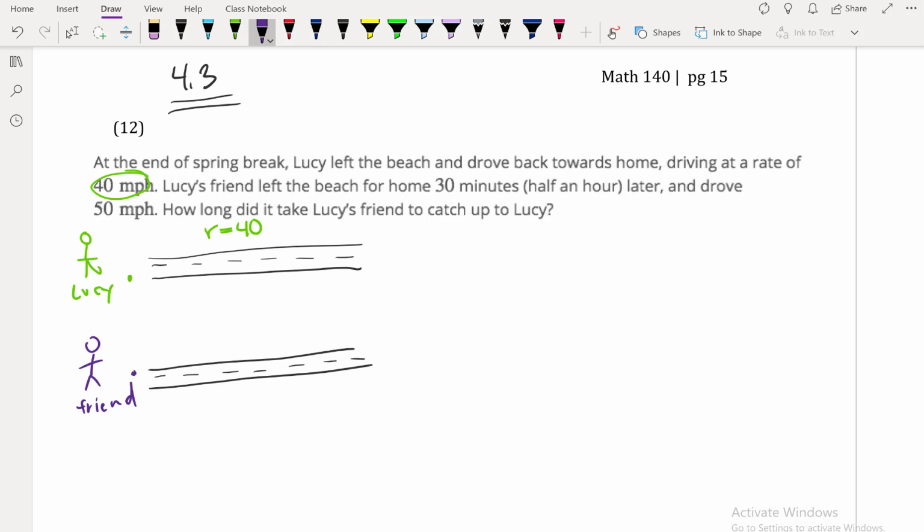Now the friend, they said, drives 50 miles per hour. So the rate is going to be 50 miles per hour. And at some point, the friend is going to catch up to Lucy. So let's say the point is here where they meet up. So they would have the same distance. So looking at the diagram, this type of problem has a distance, a rate, and a time.